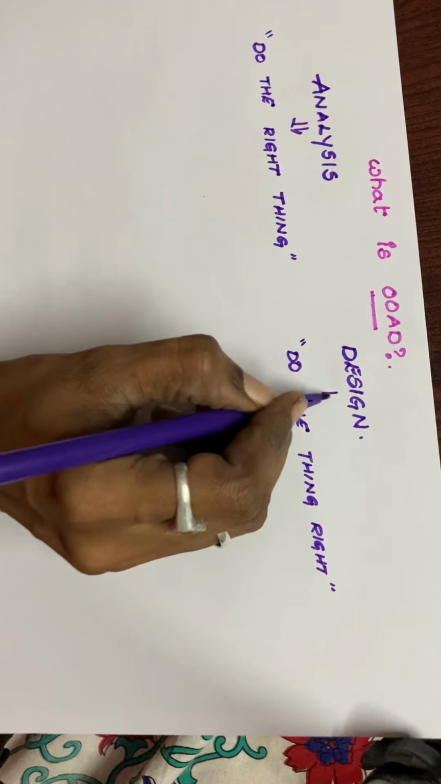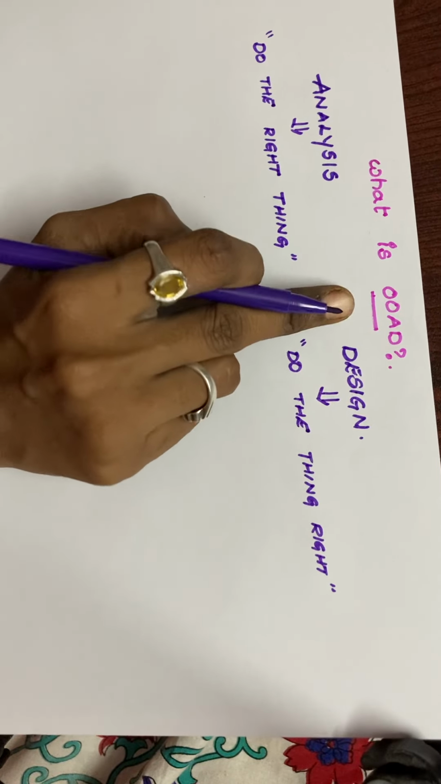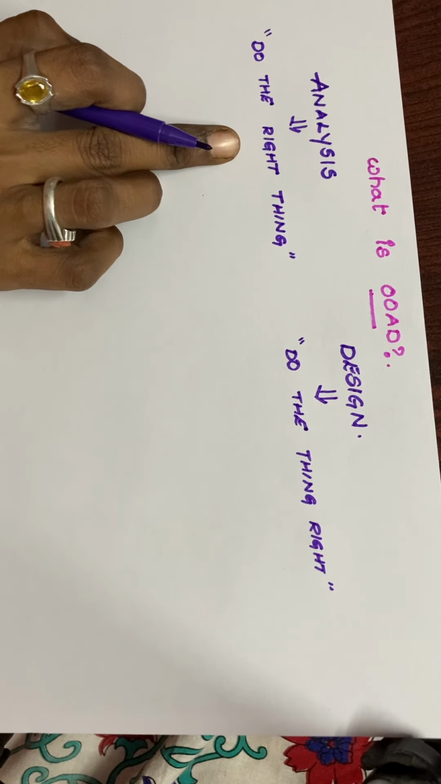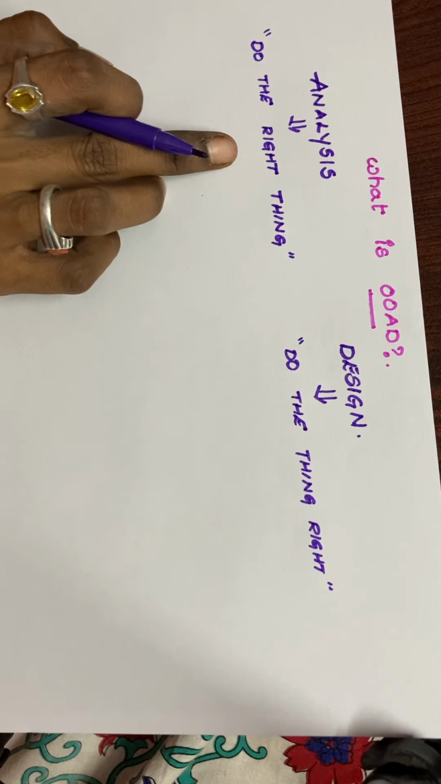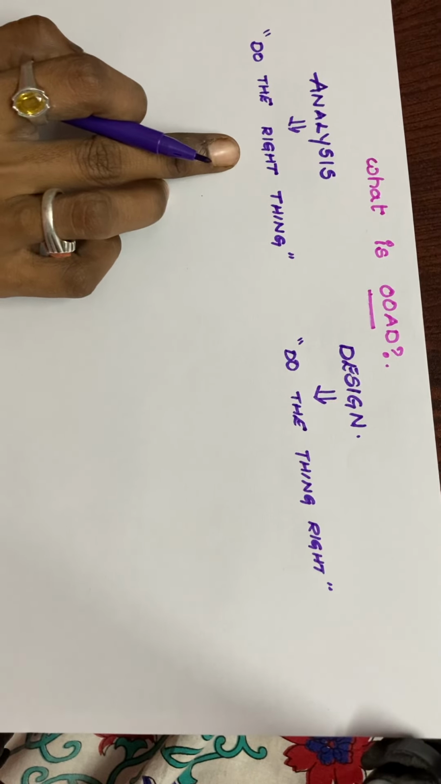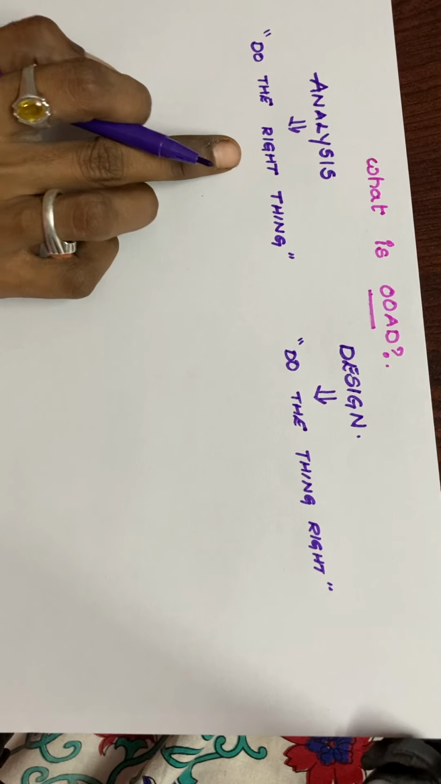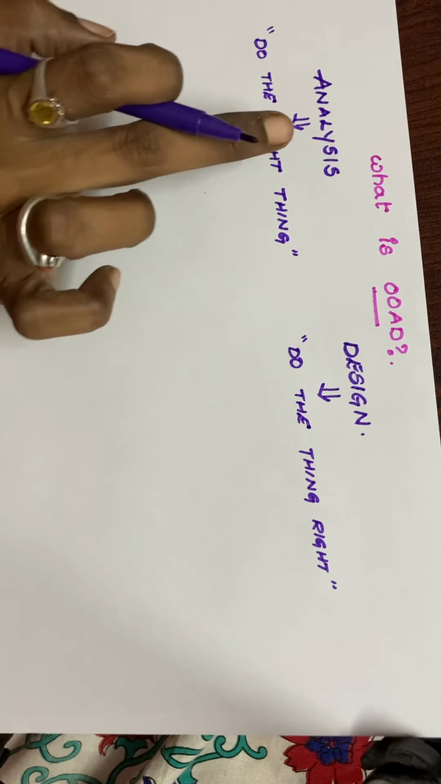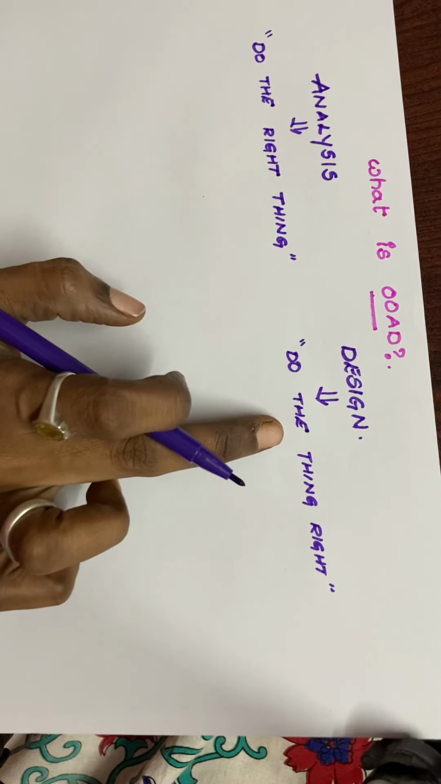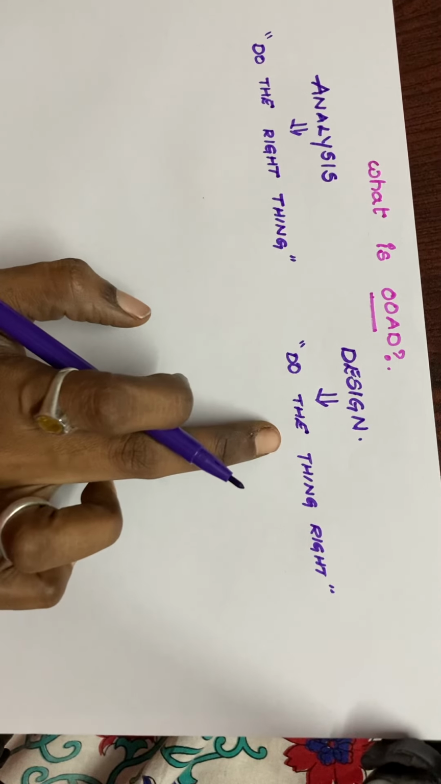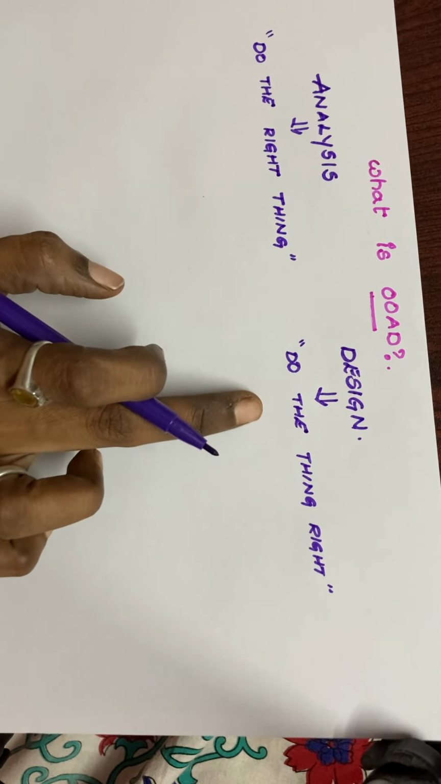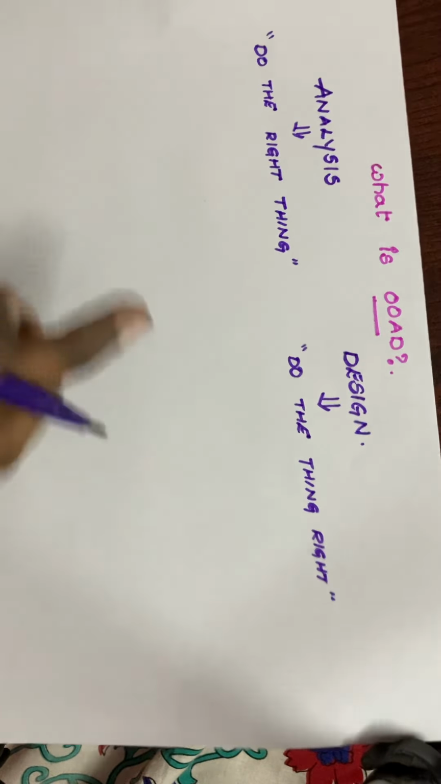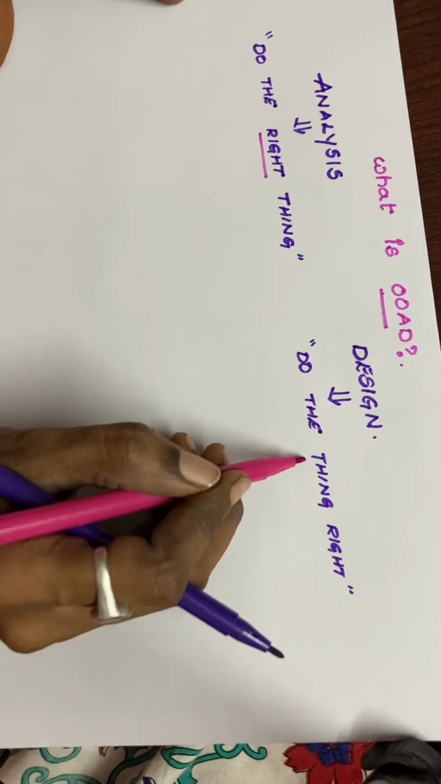Here, analysis and design make OOAD. Analysis means do the right thing. So while we are taking any concept, we have to think about it in the right manner. That is called analysis. Coming to the design, whatever we have analyzed, we have to make it in the form of a design. That is the difference between these two things. Do the right thing, do the thing right. Here it matters a lot.